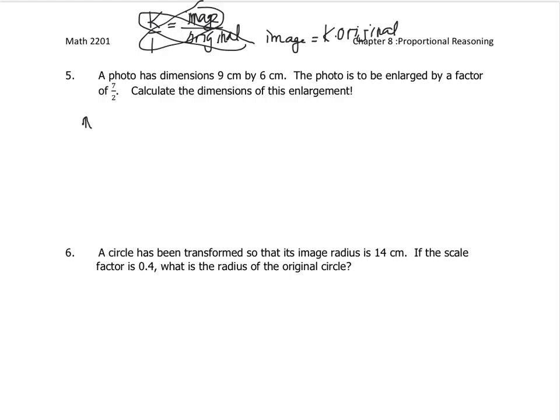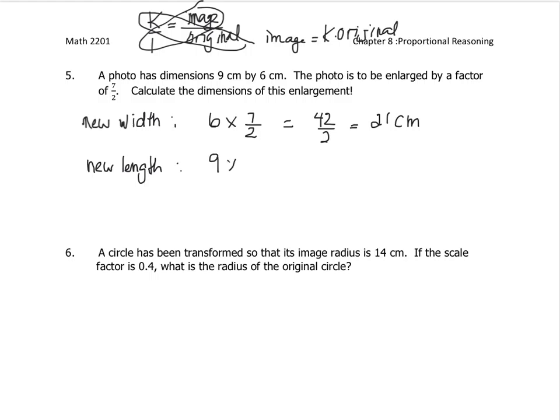So if we look for the new width, it should be 6 times 7/2, which is going to be 42/2, or 21 centimeters. And then the new length is going to be 9 times the scale factor, which is going to be 63/2, which is going to be 31.5 centimeters.